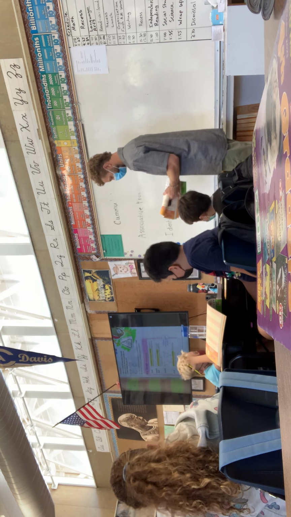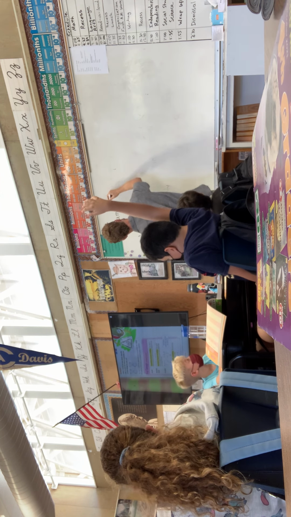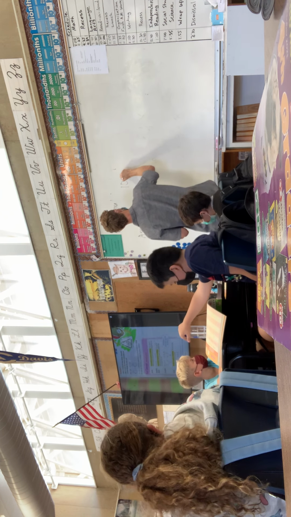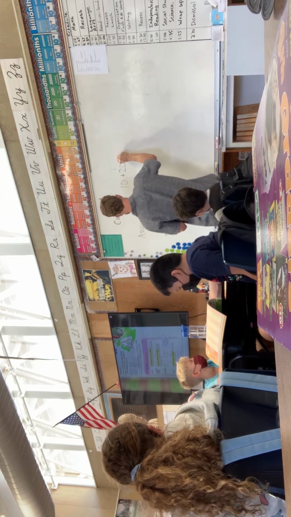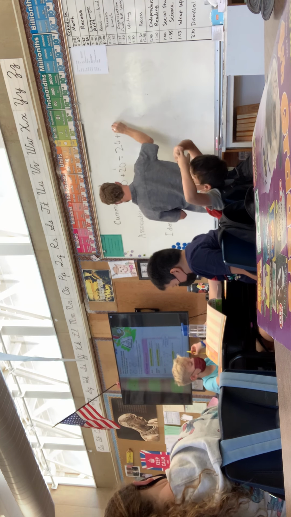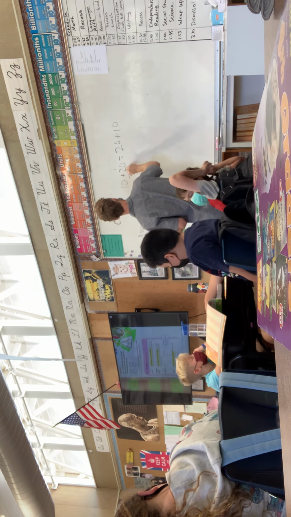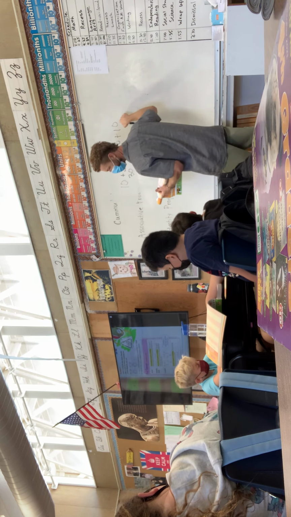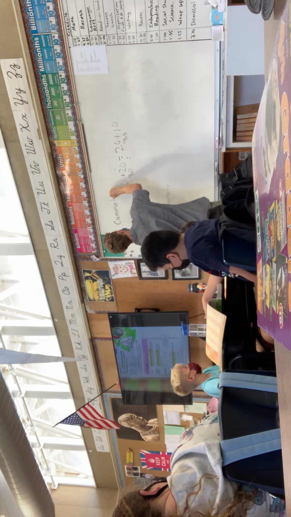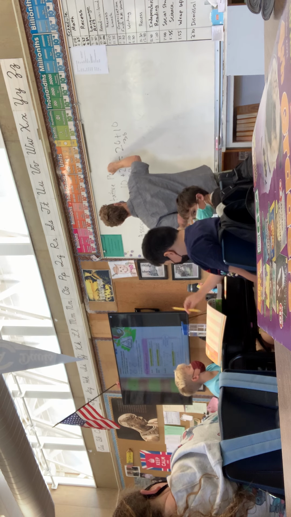All right, so what's the addition sentence? The addition sentence is 10 plus 20 equals 20 plus 10. So 10 plus 20 equals 30. And 20 plus 10 equals 30, right? So this is the commutative property. Can everybody say commutative property? Commutative property. All right.